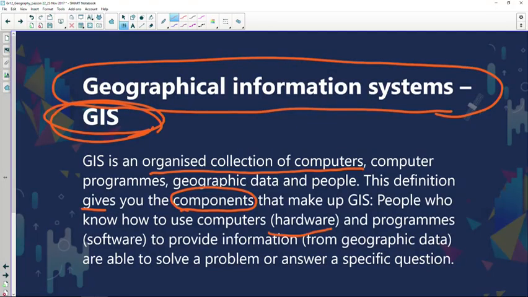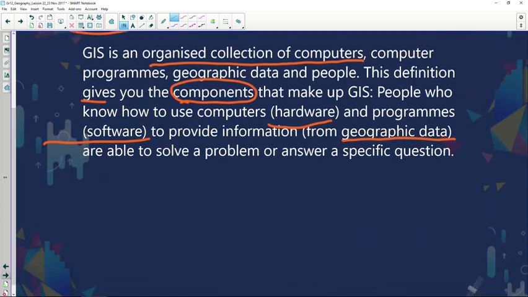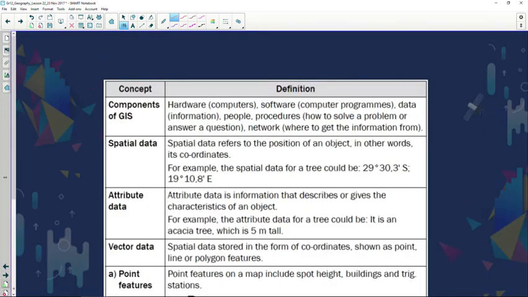People who now know how to use computers as the hardware and programs as the software to provide the information, that's the geographic data, and are able to solve a problem or answer a specific question. Now, the following is very important for me. If you look at the concepts and definitions, this is going to be asked in your final question paper, with a multiple choice, or you need to match column A with column B. It's definitely going to be in there. So make 100% sure that you know these concepts and be able to define each and every single one of them.